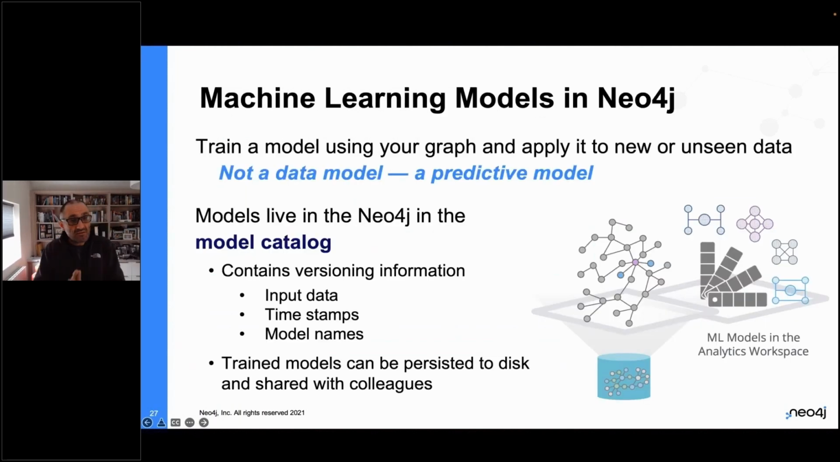So in terms of zooming out, in terms of machine learning models in Neo4j, you train a model using your graph and you apply it to new or unseen data. It's no longer just a data model, much as I love data models, but it is now a predictive model. And those models live in the model catalog, and it has all of the provenance information that you need as a scientist to make sure that you're not losing anything, you're not losing fidelity as your experiments proceed. These trained models can also be persisted to disk, so they're in theory safe forever and shared with colleagues. So we want to foster that collaboration as part of your graph data science workflow.